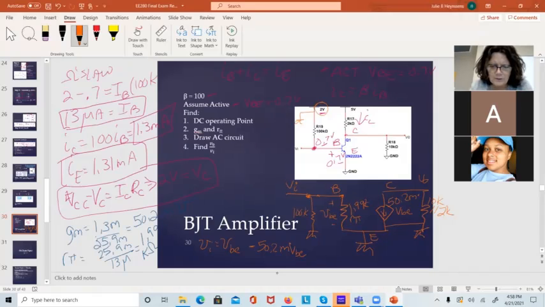That current source is going in the wrong direction. So there's a negative sign.